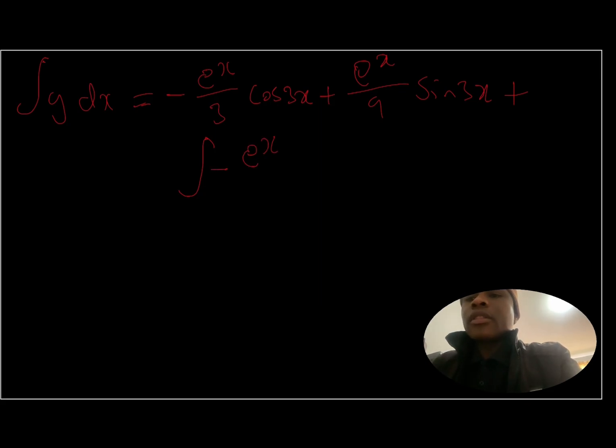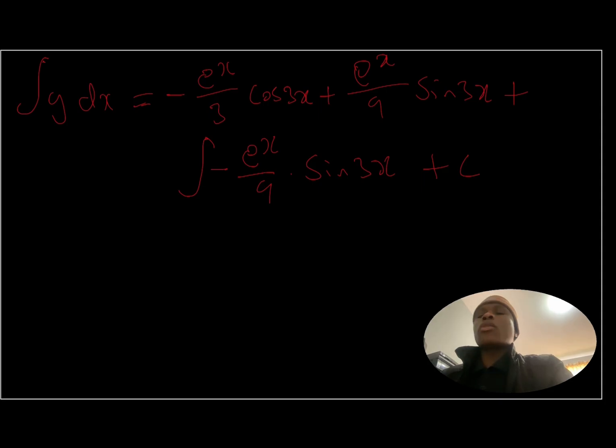Negative e^x over 9 times sin 3x plus c. Remember, c is a constant. We always put it when we're integrating because we are not sure if there was a constant before or there was none, right? Therefore, let us put this in order.